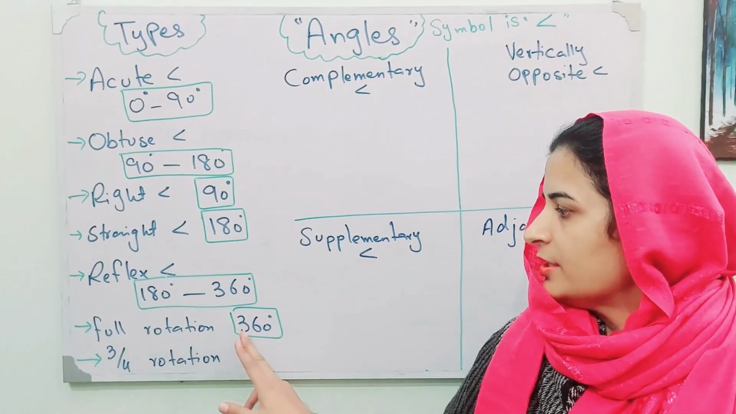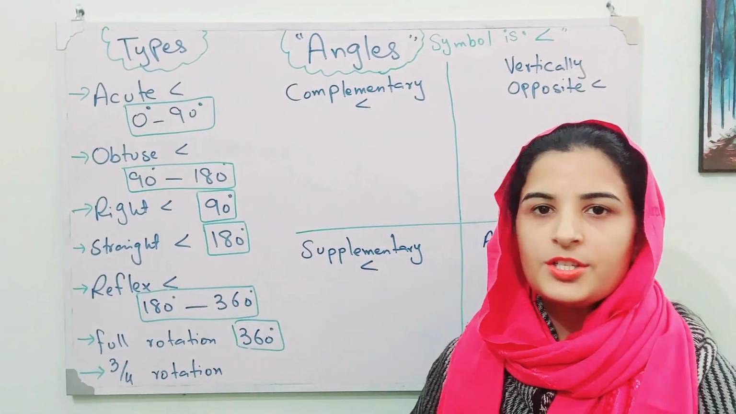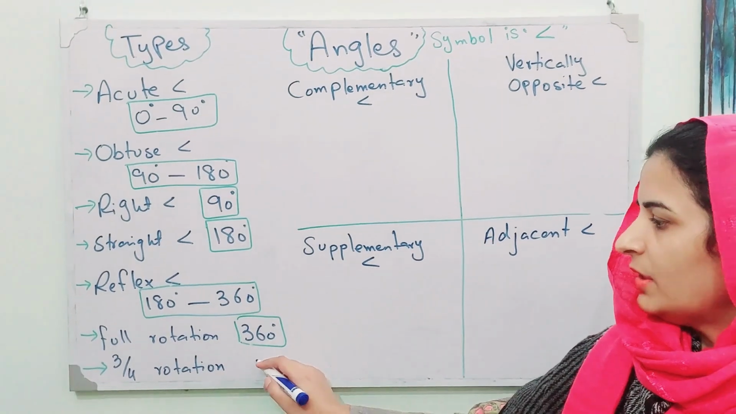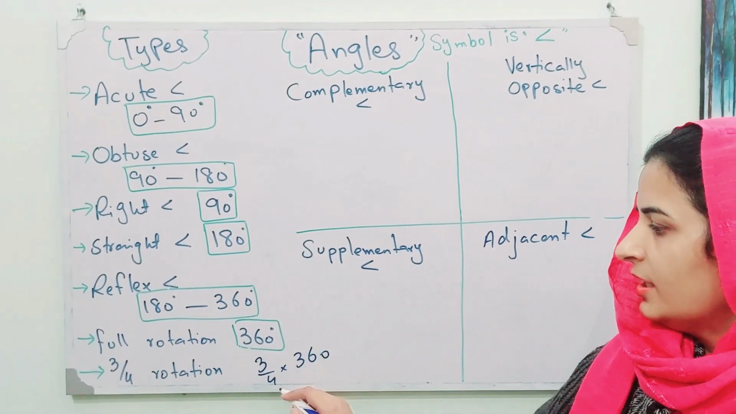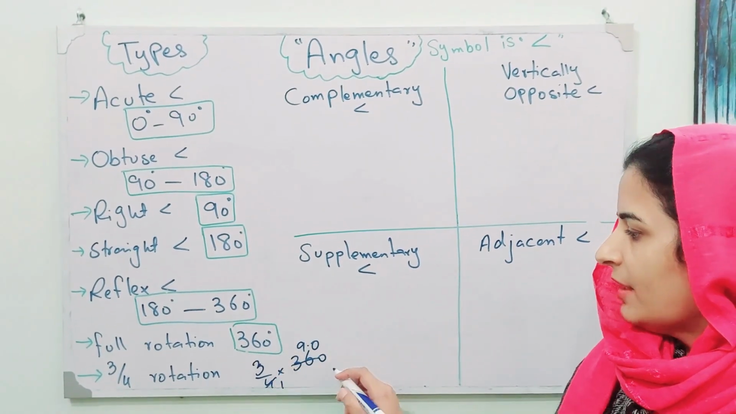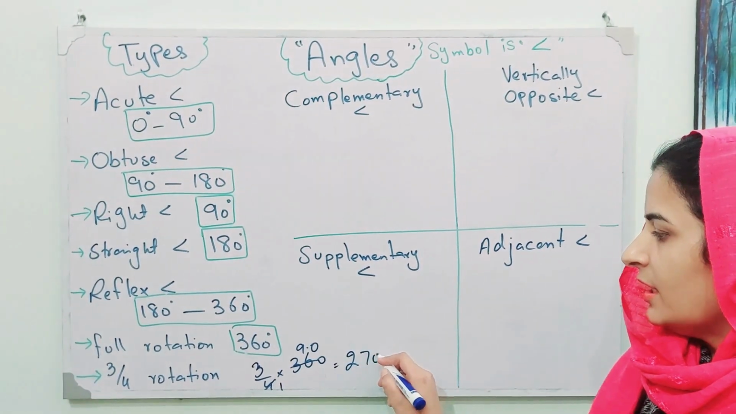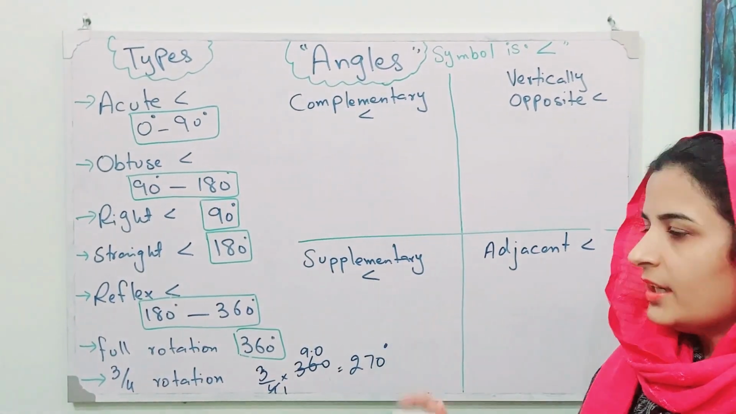A full rotation is of 360 degree. Now, what is the meaning of 3/4 rotation? 3/4 rotation means 3/4 is going to multiply by 360. You are going to simplify it on the table of 4. 90 times 3 is 270. So 3/4 rotation means 270 degree.